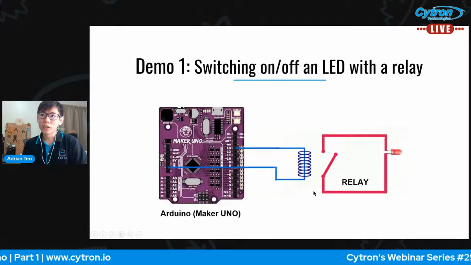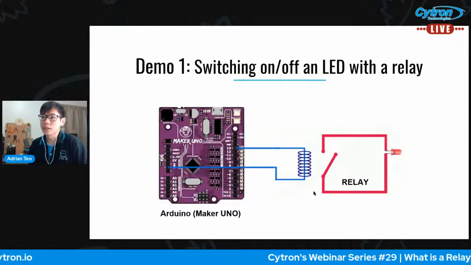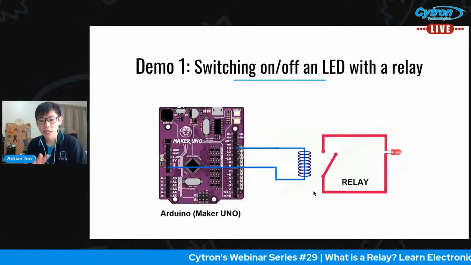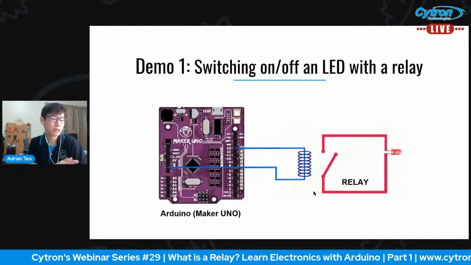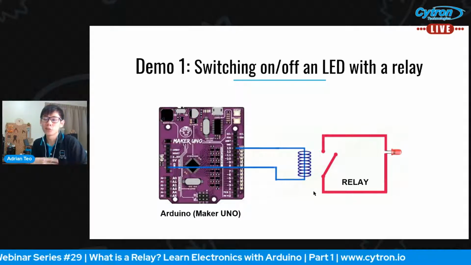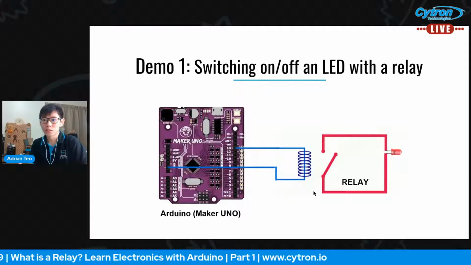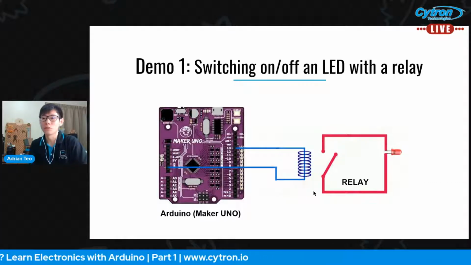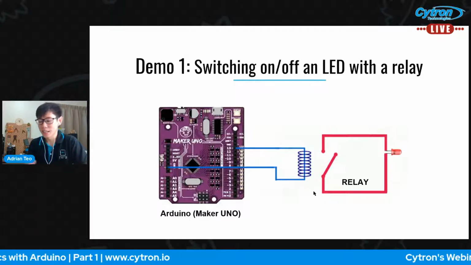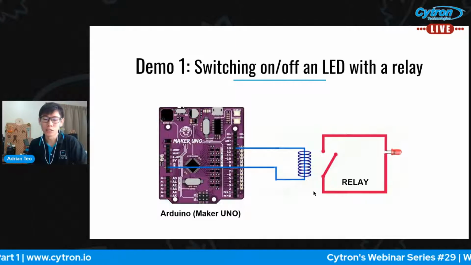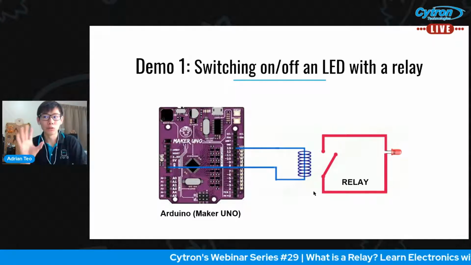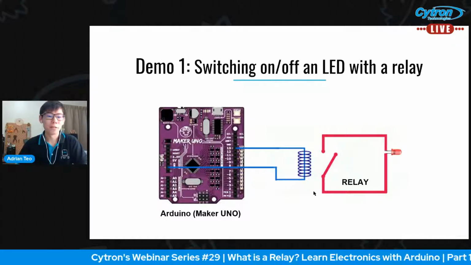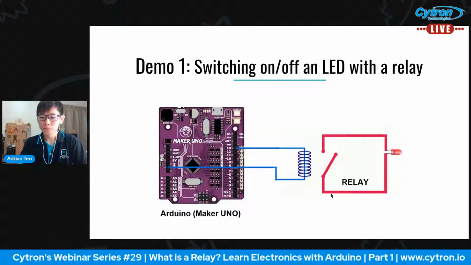So in my demo one, I'll be switching on and off an LED using a relay, just an LED, a very simple project. I know you can turn on and off an LED using your Maker Uno, but I just want to demonstrate to you that you can do it with a relay too. It's an extra step. You don't do it in a real application. It's just to demonstrate to you how a relay works. And then you replace the LED with something else, which is part 2 demo.